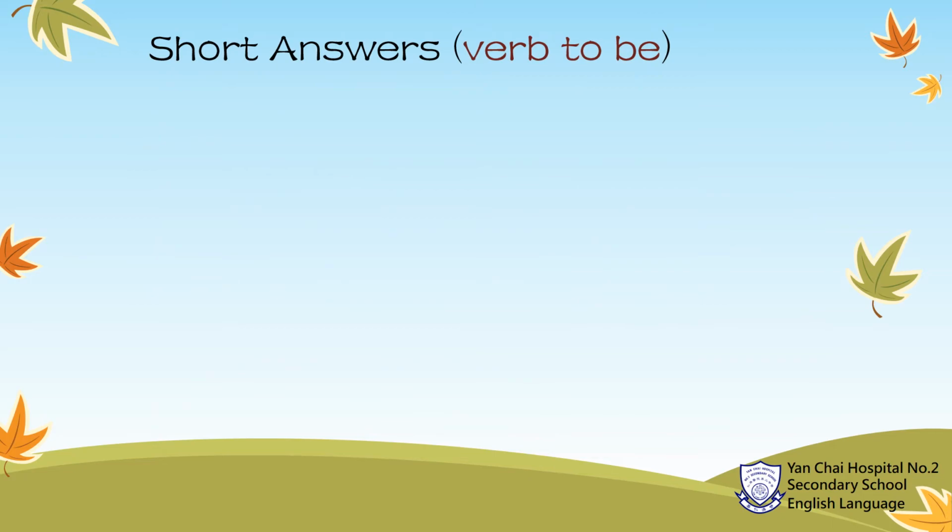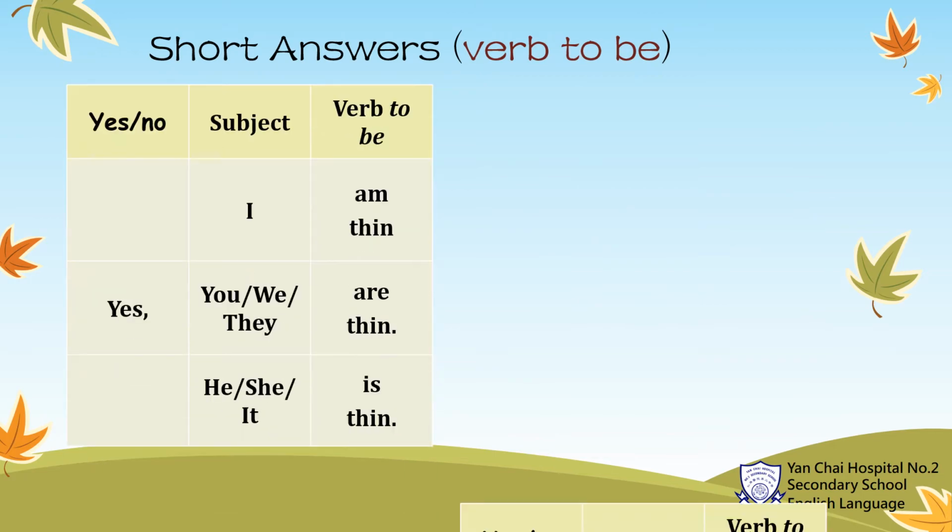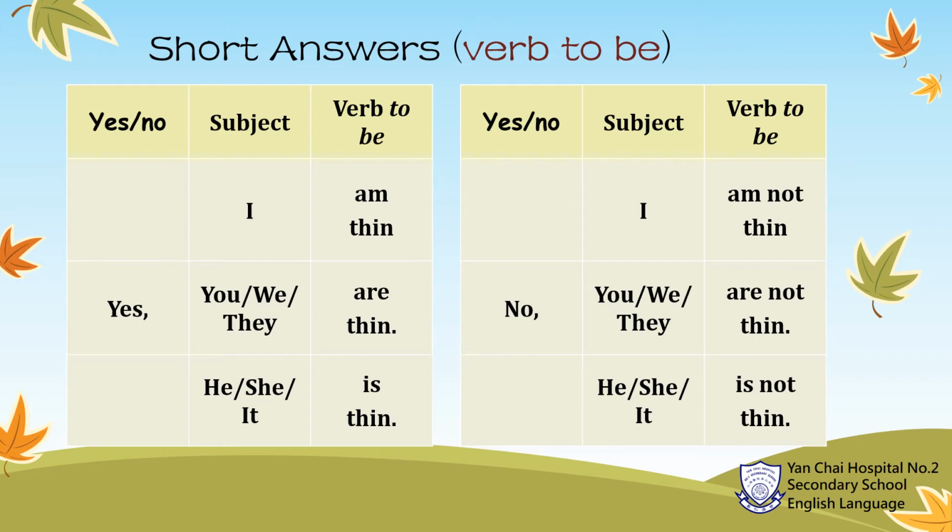For the short answers of the questions, first we need to answer yes or no, and then followed by subject and verb to be. So it is the same case. Whether we use am, are, or is, it depends on the subject, whether they are I, you, or we, or they, or he, or she, or it.